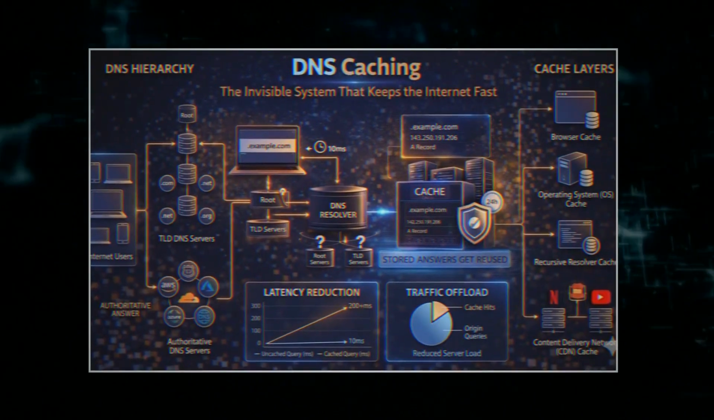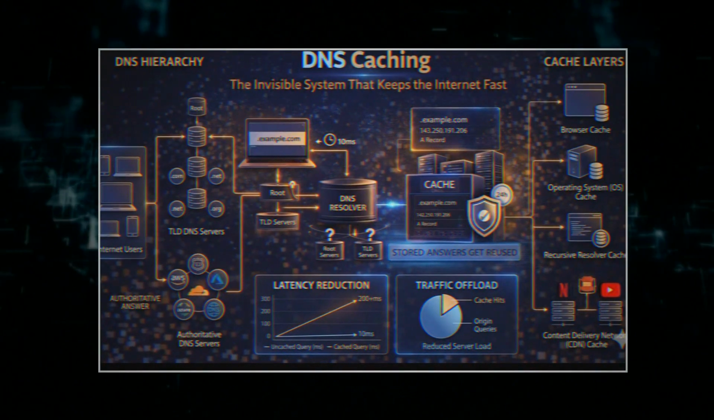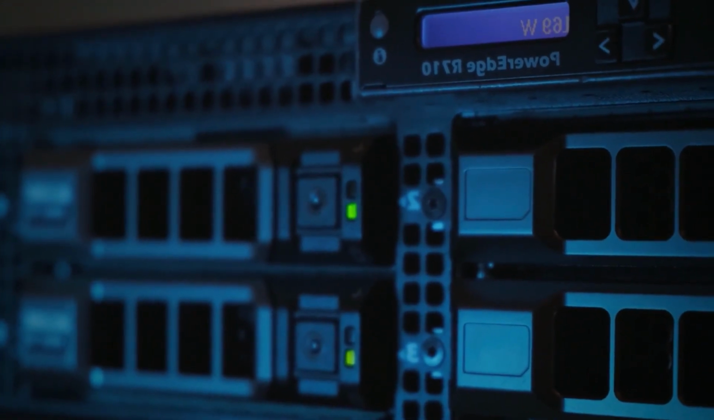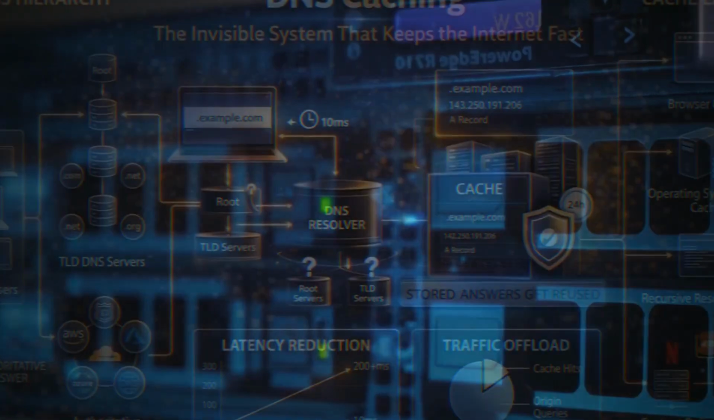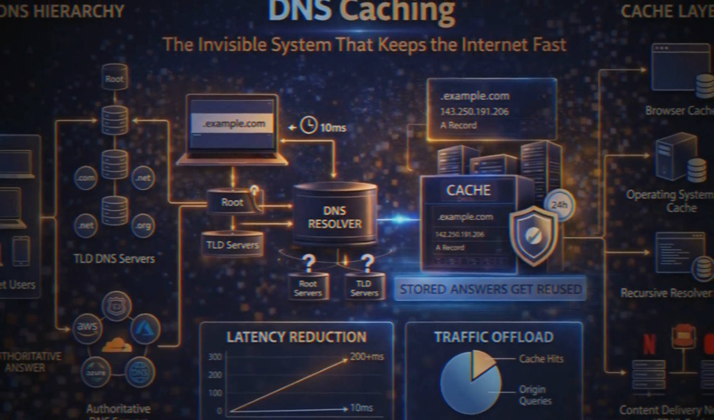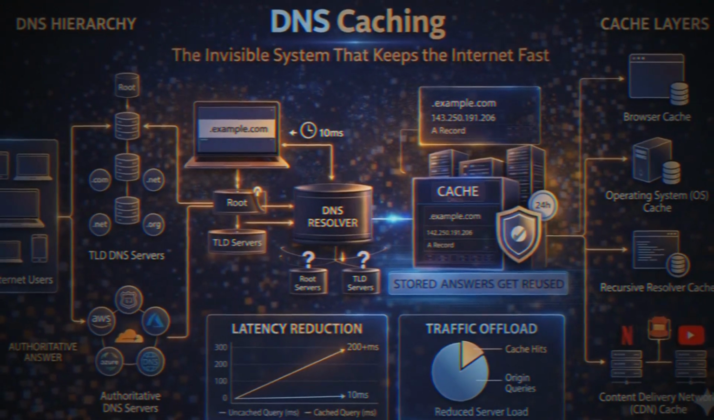So when your device needs to translate a name into a number, here's what happens step by step. Your device first checks its own memory. Operating systems keep a small local cache of recent DNS lookups. If you visited the same site 5 minutes ago, the answer might still be sitting right there on your machine, and the lookup is finished before it even touches the network.